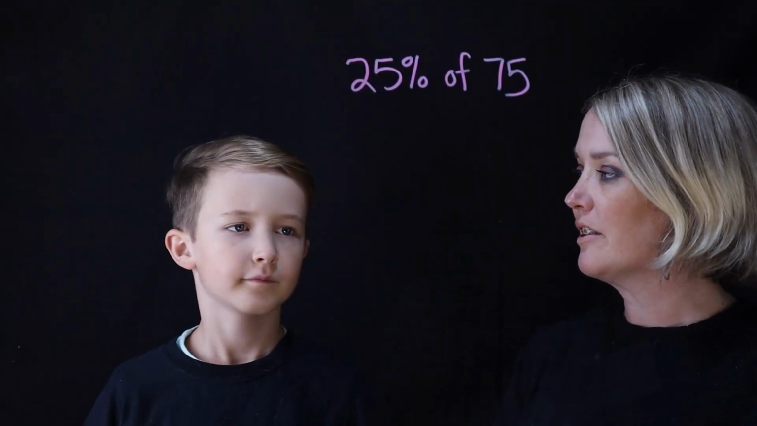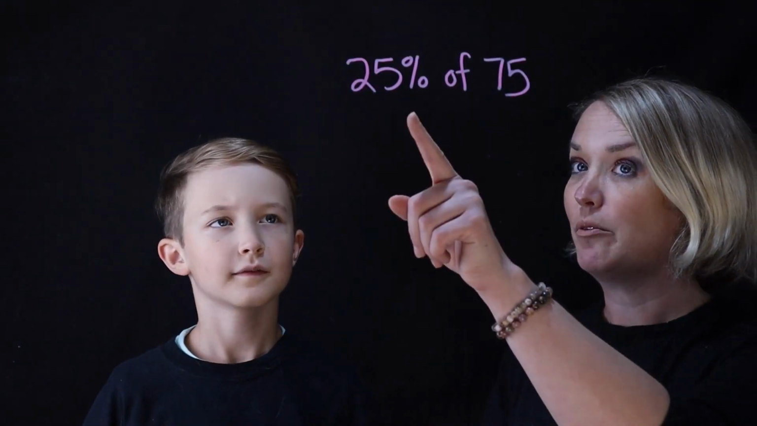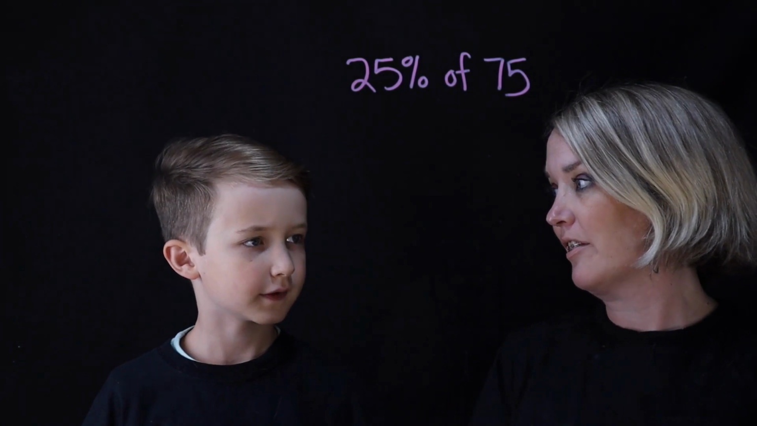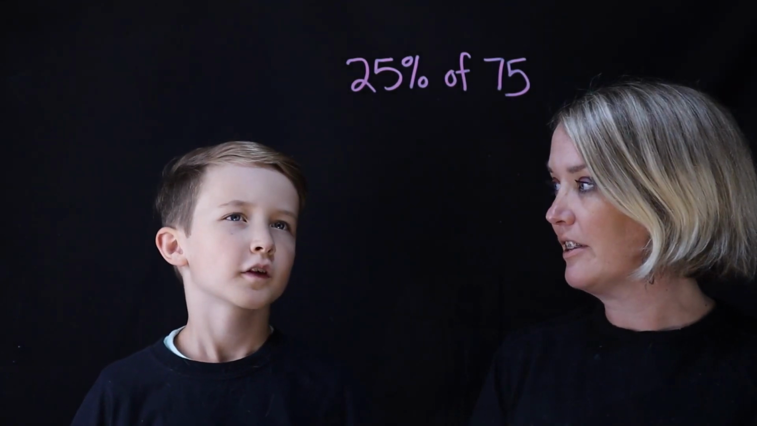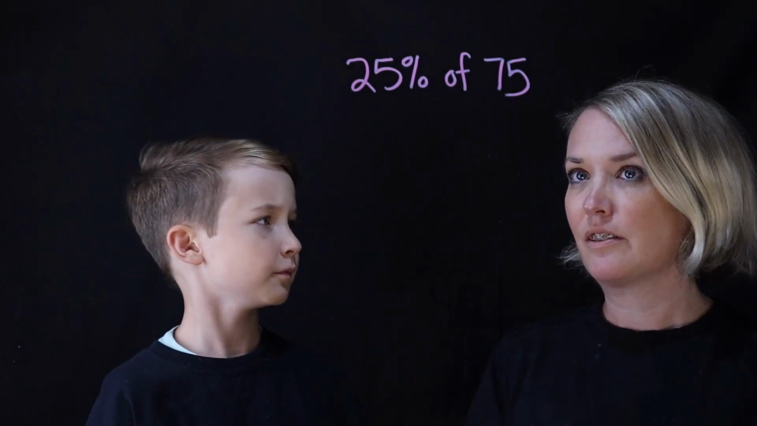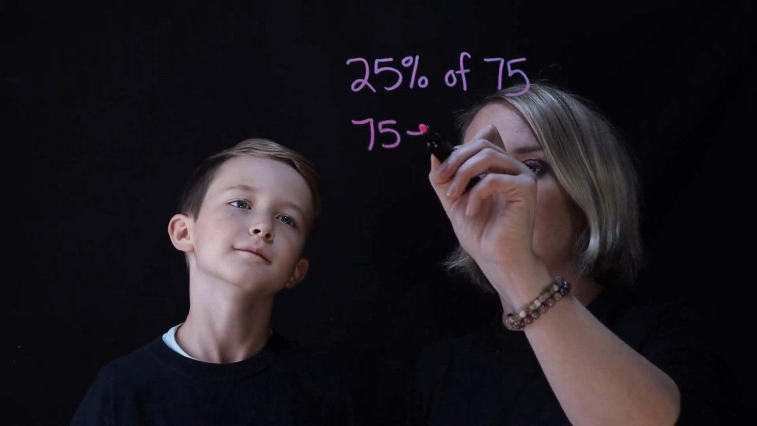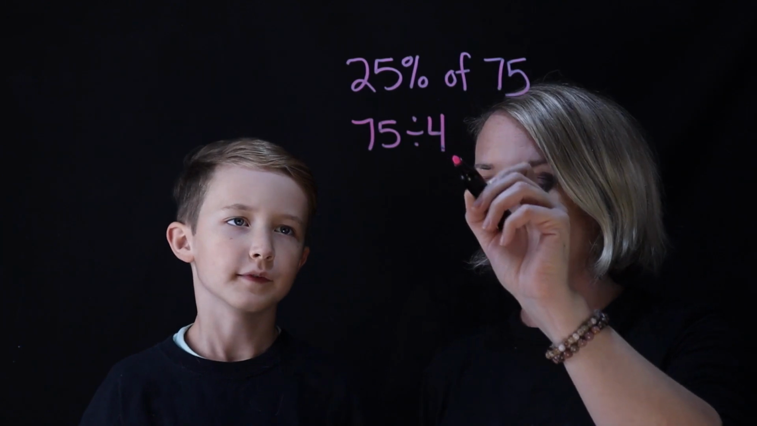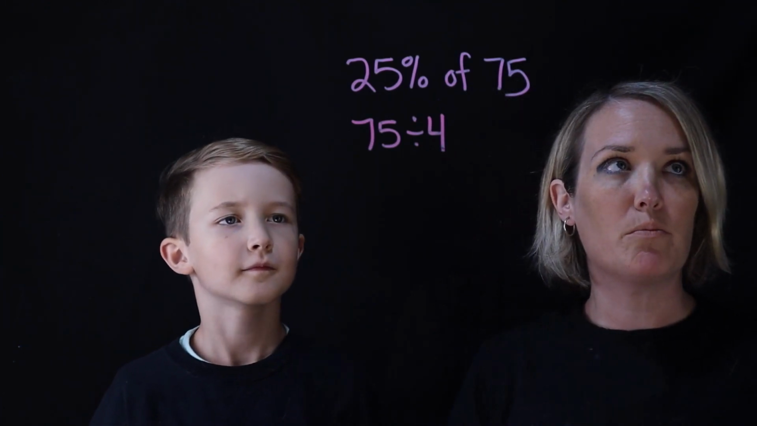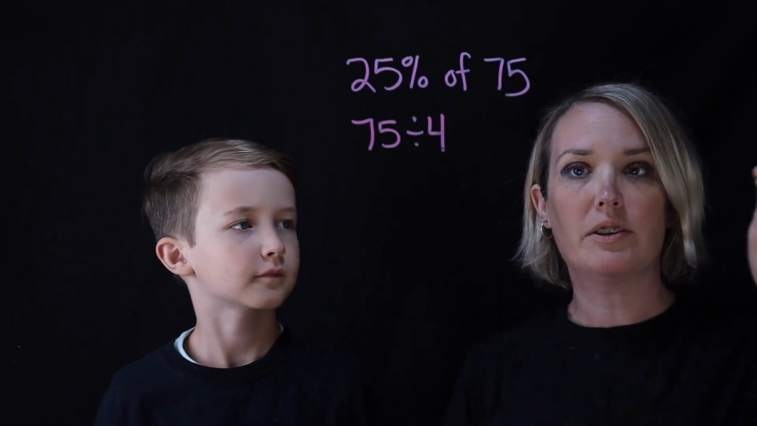Hello, Louis here to tell us how he's going to do 25% of 75. Okay, Louis, how are you going to do this? Can we think of it as 4 equal groups? Oh, so you're going to go 75 divided by 4.